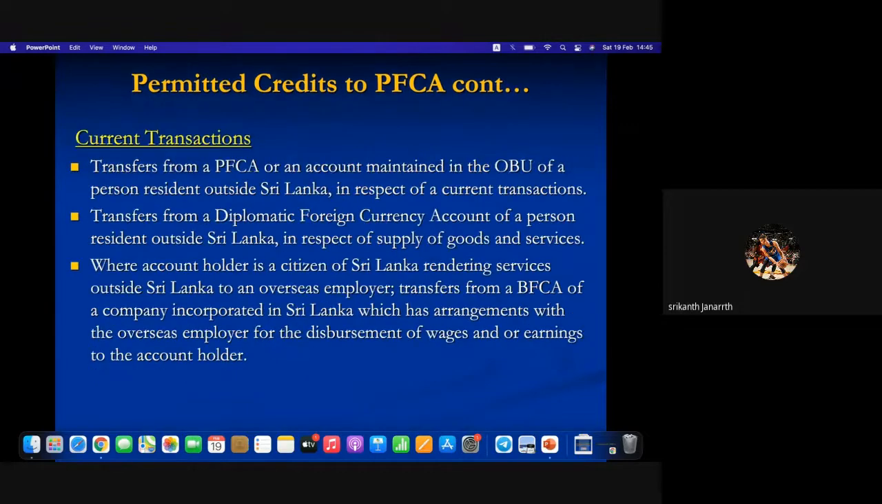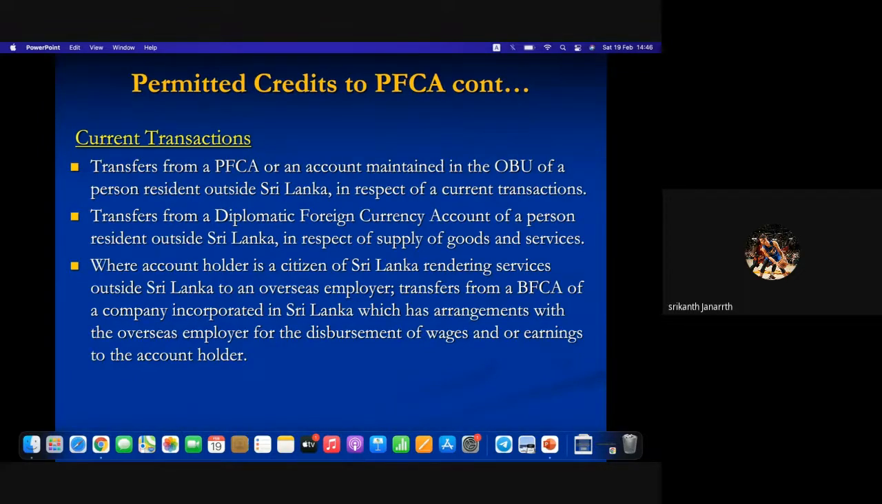So let us look at current transactions. What are current transactions? Anything to do with goods and services, right? Let's say a transfer from a PFC account maintained in an OBU of a person resident outside Sri Lanka. Let's say there is a person resident outside Sri Lanka who is transferring to your PFC account because you have given some service to him. Let's say I am a professional advisor. There is a Sri Lankan working in the Middle East. He wants to invest here, so he asks my advice. So I gave my advice, right? For my advice, he can transfer from his personal foreign currency account to my account, right?